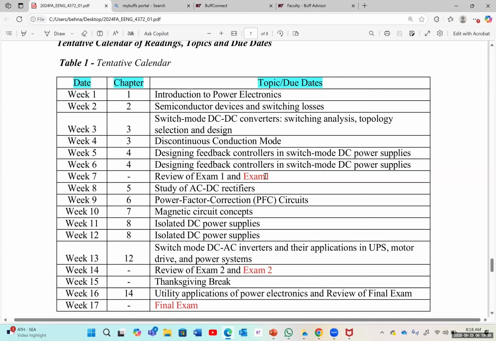So the first week would be introduction to power electronics. Second week would be semiconductor devices and switching losses. Third week would be the switch mode DC to DC converters, switching analysis, topology selection and design. And then we have this continuous conduction mode, design feedback controllers, and switch mode for DC power supply.